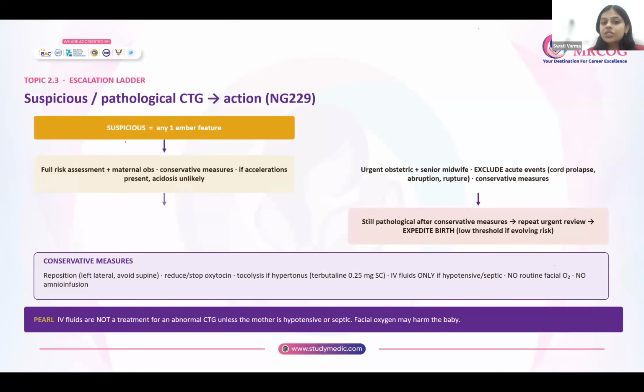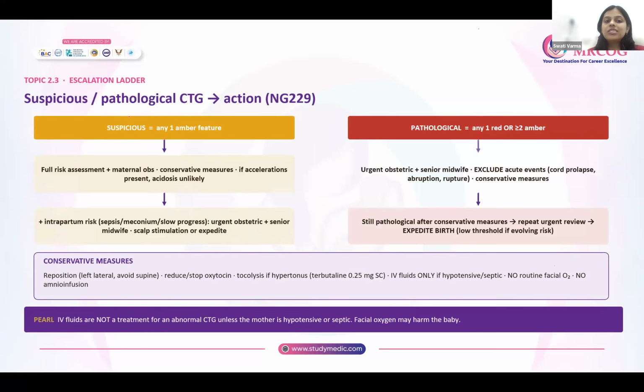Now let's come to what actions you have to take whenever the CTG is suspicious and if it is pathological. White features leading to a normal CTG is always good. We have to just continue with our routine intrapartum care. Any one amber feature makes the CTG suspicious. So what should be our first measure? General things we will always do: we will assess the woman fully, check for any risk factor, and take maternal observations, whether temperature is okay or not, pulse, BP and all those things.